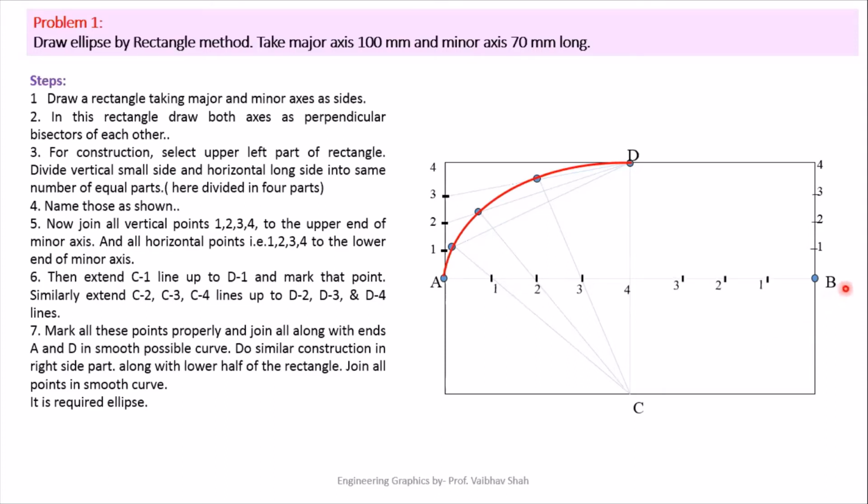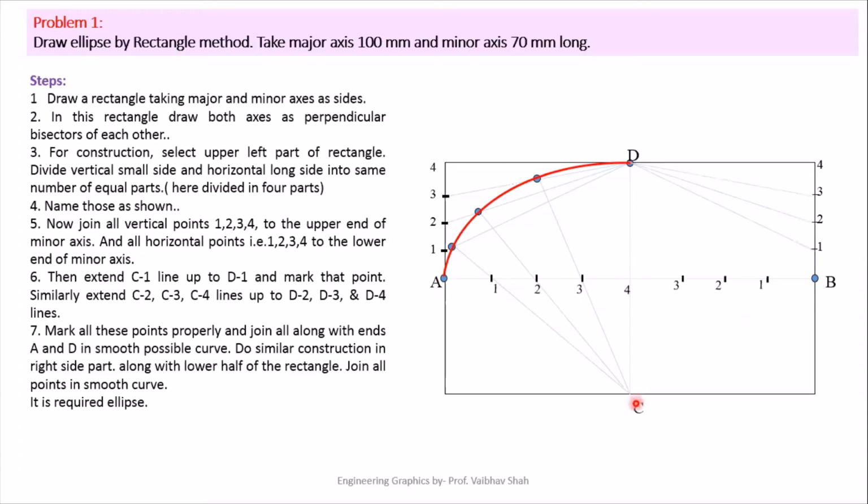Obviously, we'll be starting 0 from your point B. 0, 1, 2, 3, 4. Here 0, 1, 2, 3, and 4. After that, you have to draw lines from points 1 to 3 connecting your D point. So let us draw lines from 1 to D, 2 to D, 3 to D.